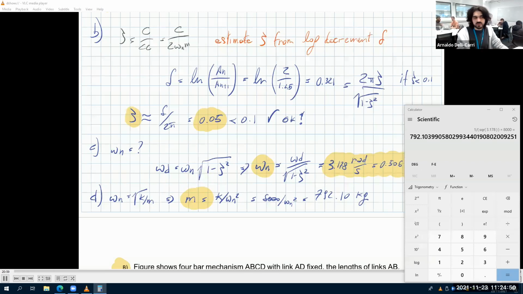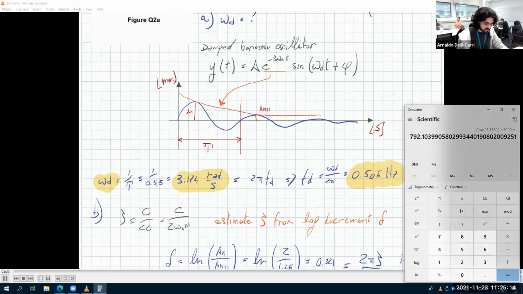So guys, help me out. Where did I get it wrong? Is omega n correct? Omega n in hertz is correct, but its liter per second is not correct. Yeah, 3.17 is in hertz, it's not in liter per second. Yes, 3.18 is in hertz.